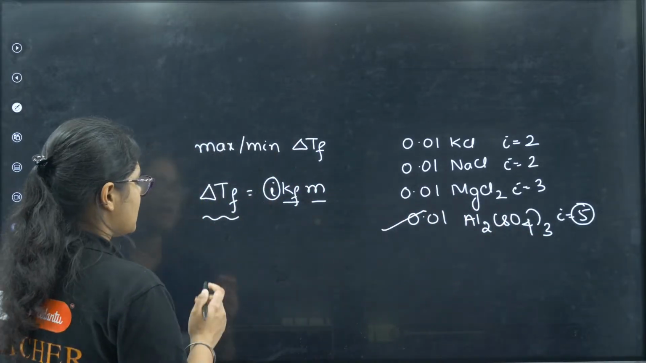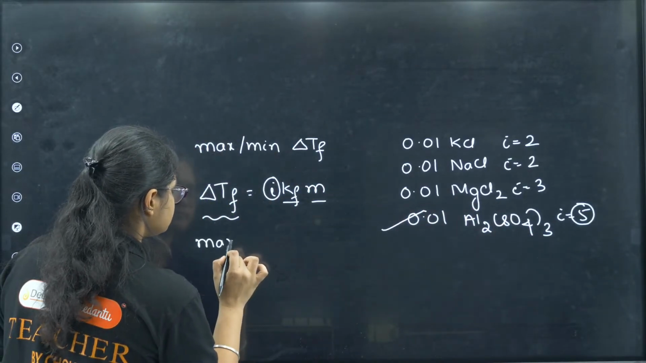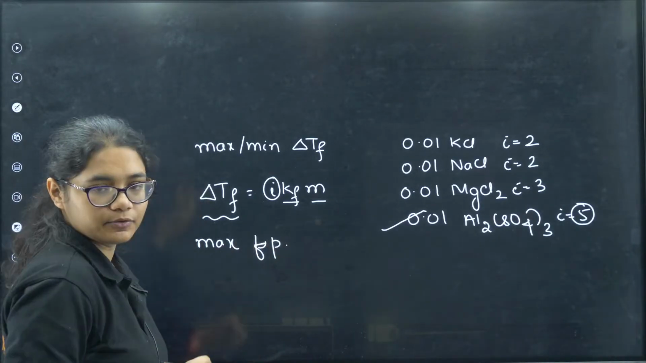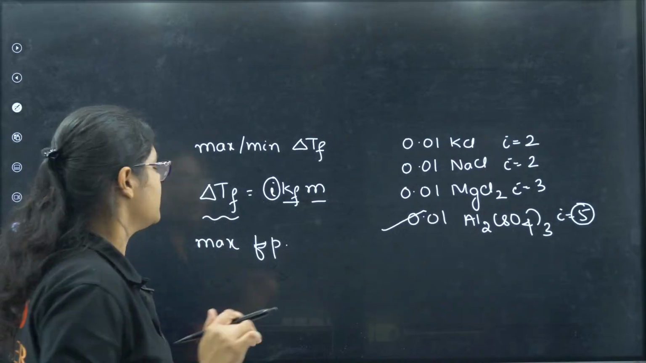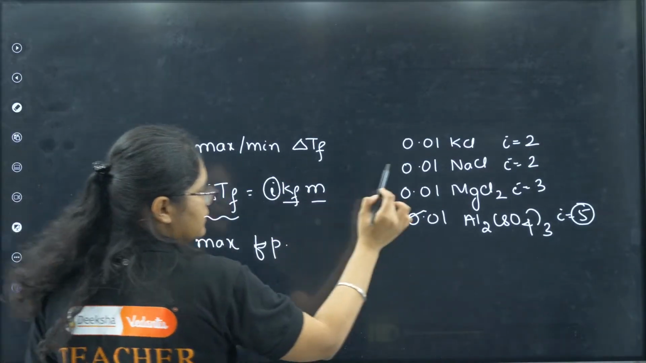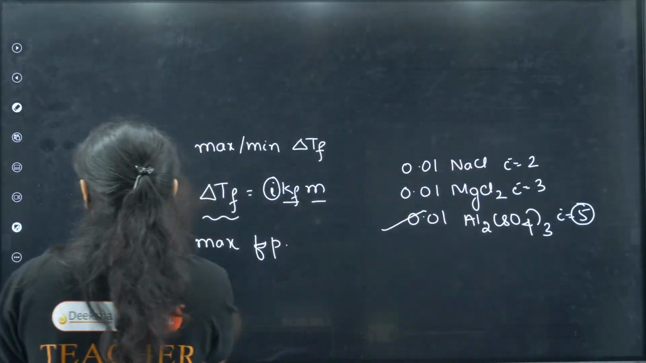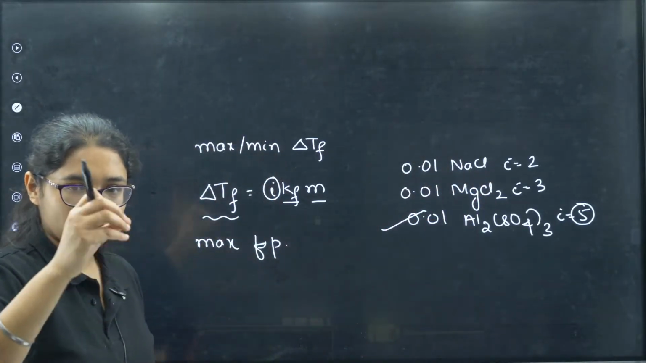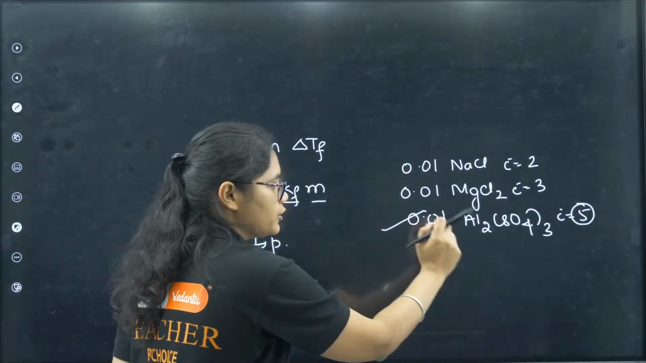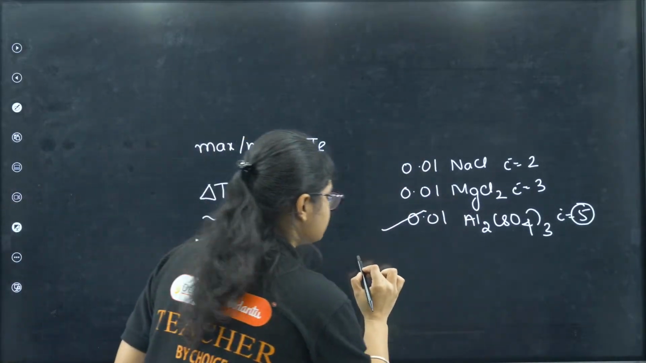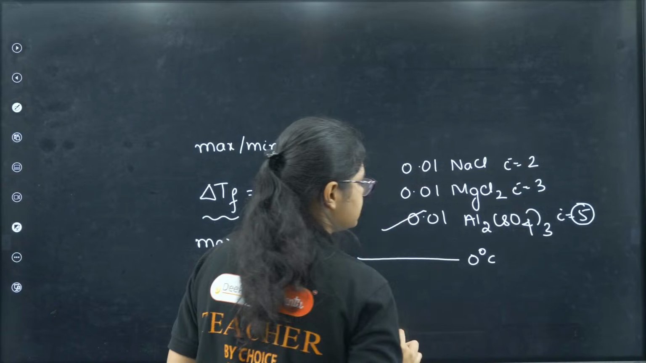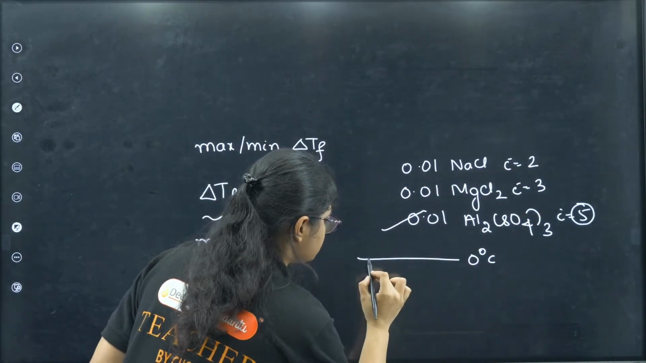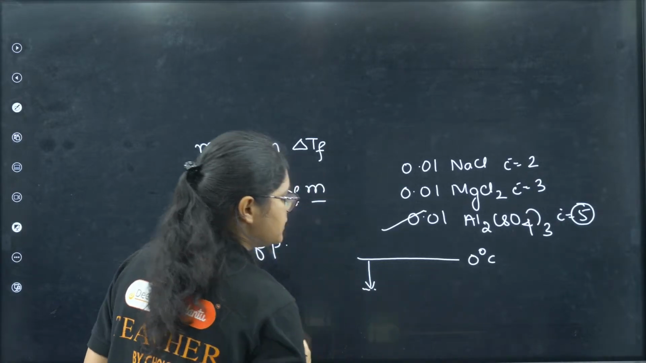But if the question is asking which one is having the maximum freezing point, I will just remove one option from here. Let us consider these three. Suppose initially you have water, and you have added all these solutes to water. Water has a freezing point of 0 degrees Celsius. Now when you add 0.01 NaCl, its i value is 2, so it undergoes depression till here.